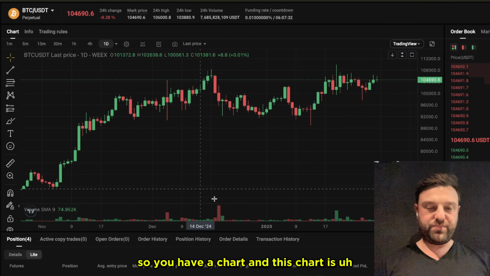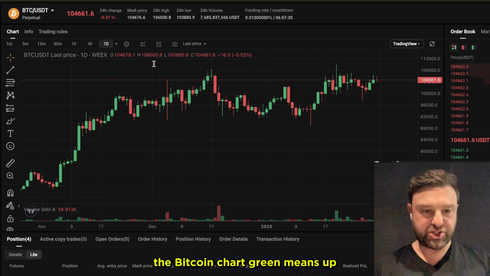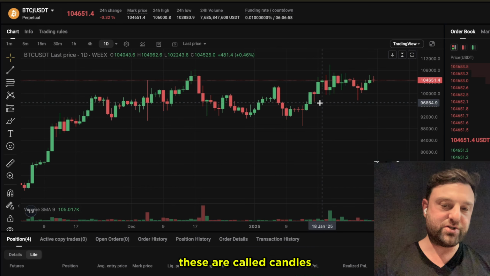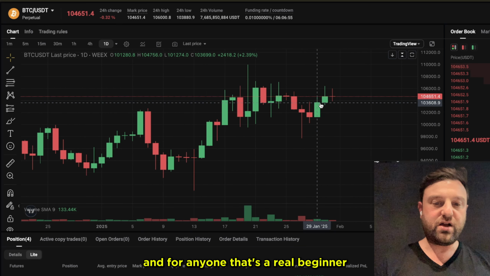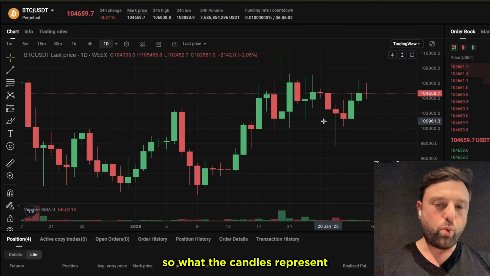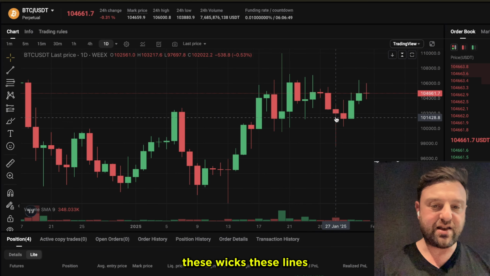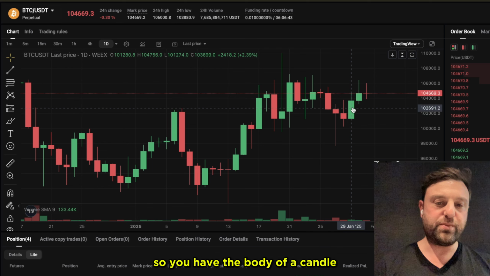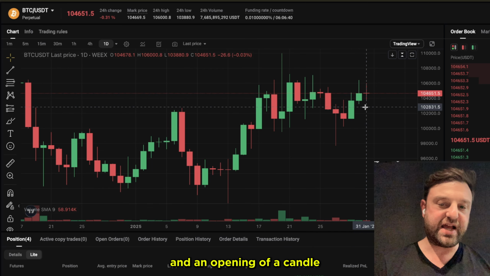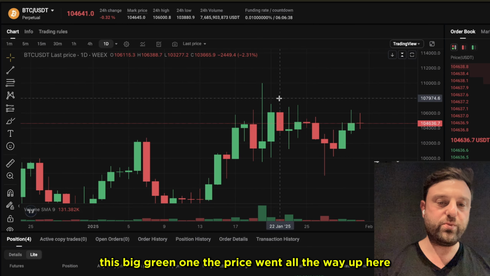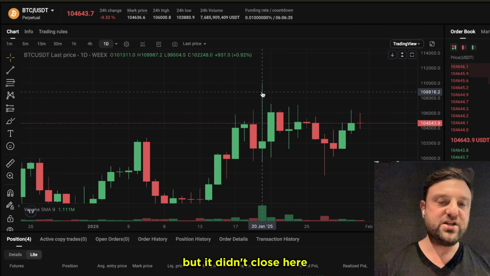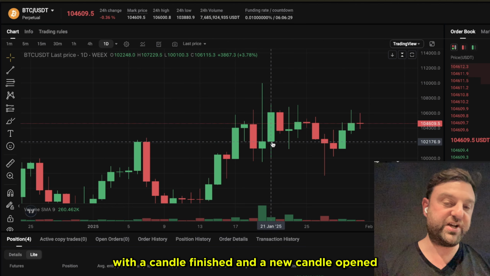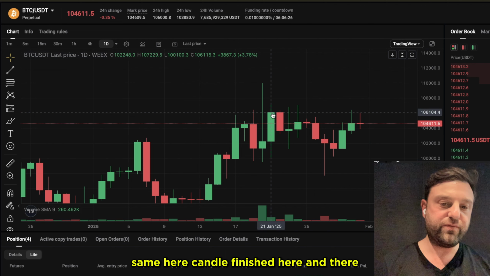So you have a chart, and this chart is the Bitcoin chart. Green means up, pretty simple, right? Red means down. These are called candles. And for anyone that's a real beginner, I'll explain very quickly what they mean. The wicks, these lines, represent where the price went and then where the price finished. So you have the body of a candle and an opening of a candle. With this big green candle, the price went all the way up here, but it didn't close here. It actually closed where the candle finished and the new candle opened. Same here, candle finished here and there.